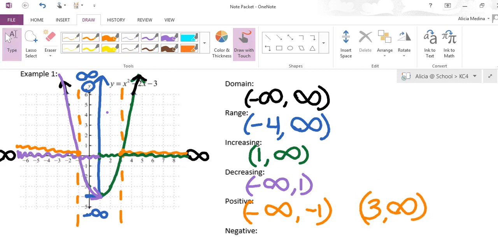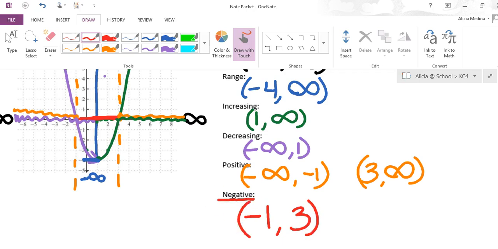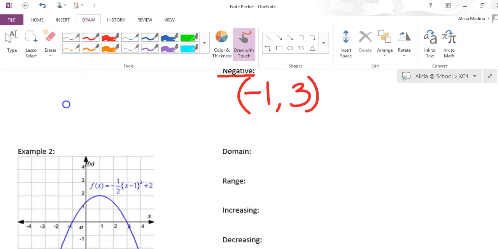Where is it negative? Negative means below the graph. I think I have that one in red. And it is below the graph right here, in between these sections. That's a lot of colors for you, but I want to make sure that you are following along with me. So from -1 until that value of 3, it's below the graph. Okay? So negative means below, positive means above the graph. All right, let's go ahead and give another one of these a try.